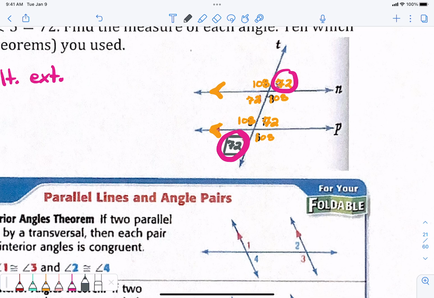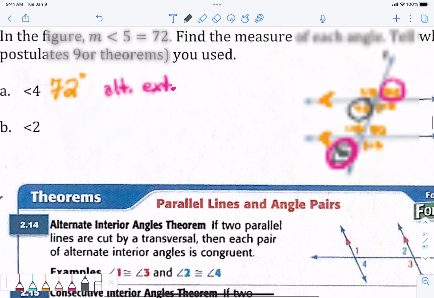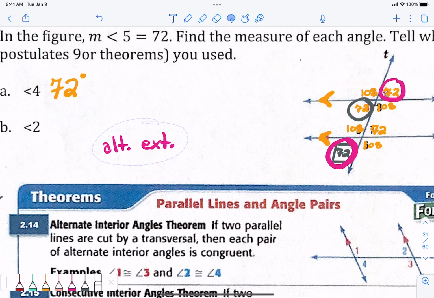So it's the same thing. Wait a second, which one was angle 4 then? Bottom left. Oh, 4 was this one. 4 is corresponding. Oh, crap. So 4 is corresponding. Wrong. Alternate exterior is angle 2. I just have them written over top and I can't see them.